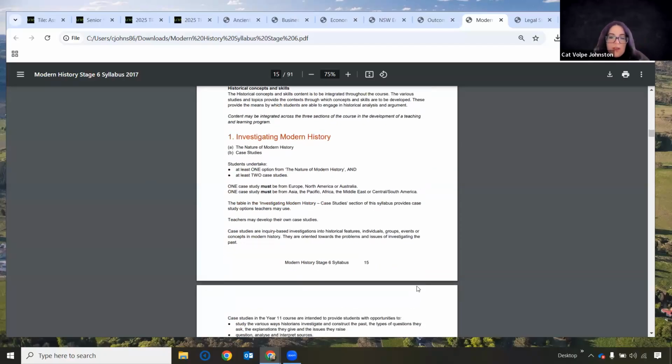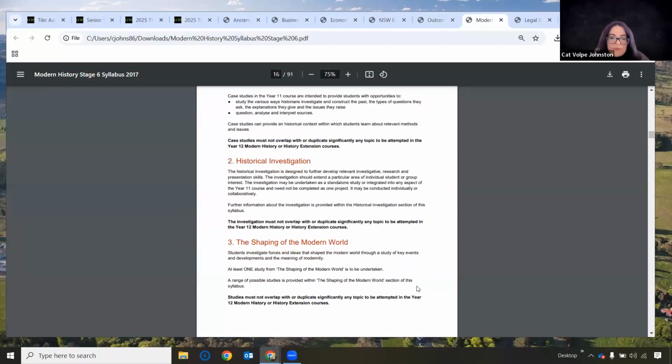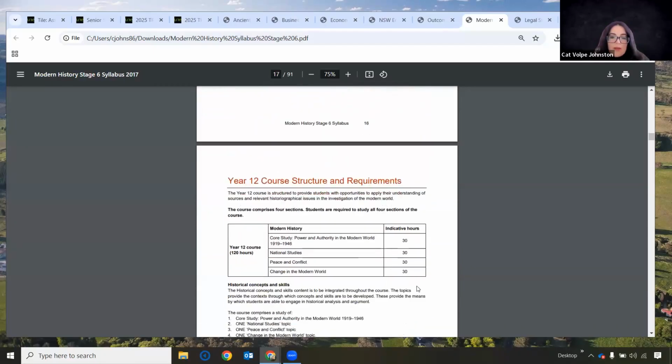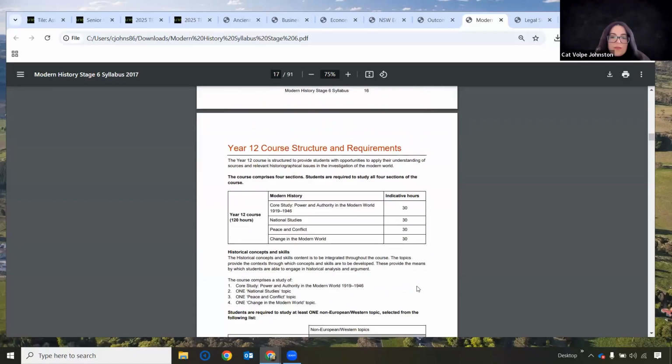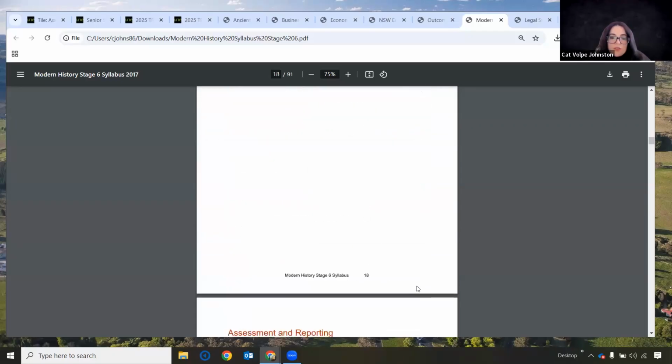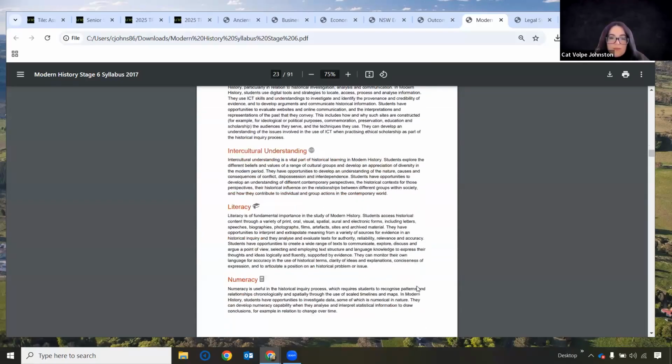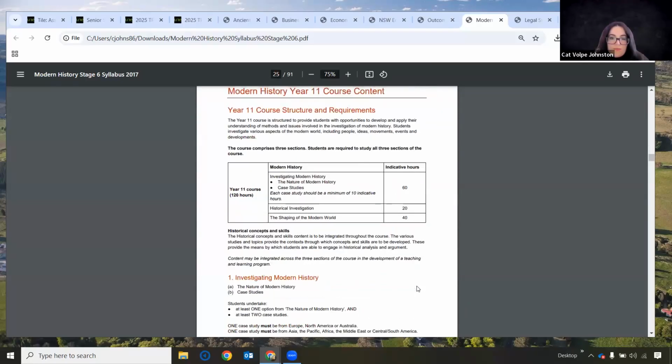We'll go through the year 12 structure in a moment. Let's just stick with year 11 so we don't get too confused. All right, so here it is again, a bit repetitive.